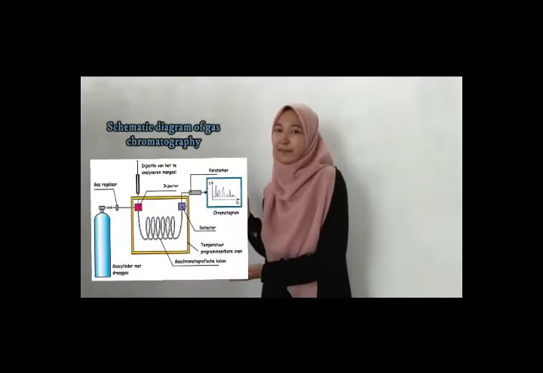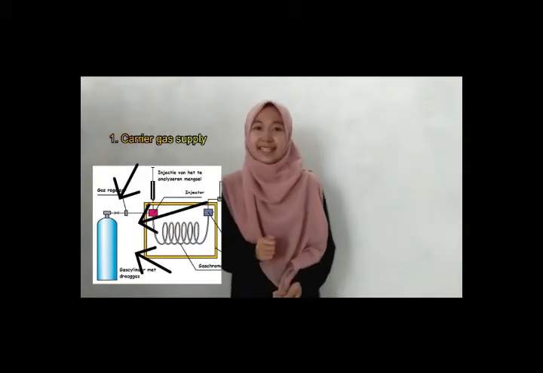This is the diagram of gas chromatography. There are four main components of gas chromatography. First is the carrier gas supply. The carrier gas supply is used as the mobile phase. It helps to carry the injected sample to be analyzed by flowing the gas through the system.